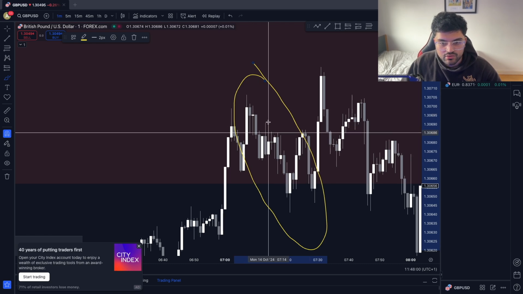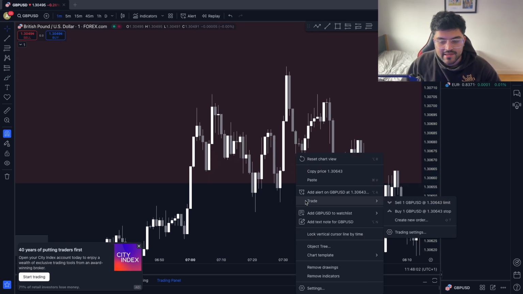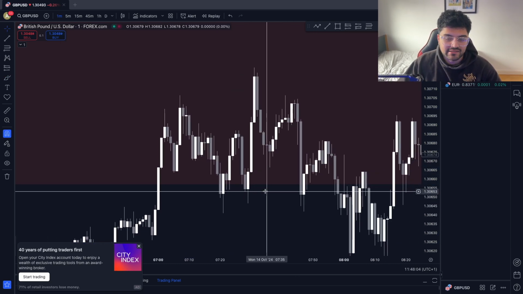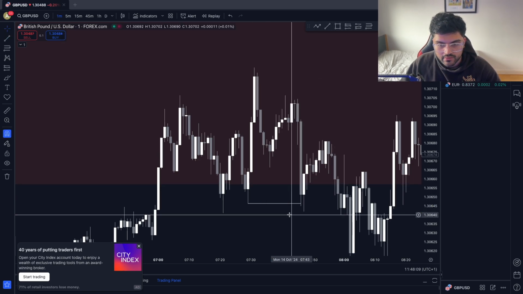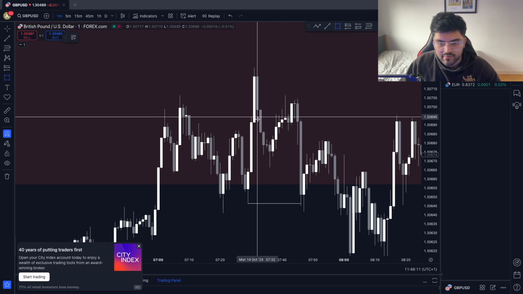Within this leg, there are no fair value gaps. I want to see an imbalance and a break of structure for added confluence. Then what happened? We had a break of structure right there. And as you can see in this, there's many imbalances.